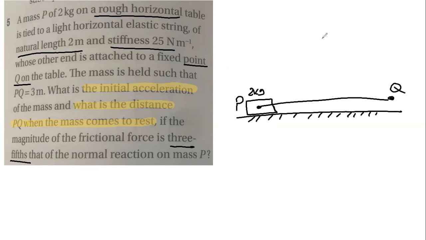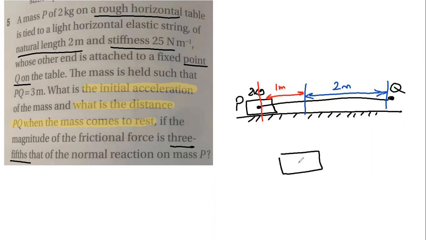Now, two things here I have to note: the original length of the string is 2 meters, and this means that I have an extension here because it says PQ is 3 meters, so I have an extension of 1 meter. All right. So the first thing really is, let me just draw the balance of forces, the free body diagram that is acting on the body P.